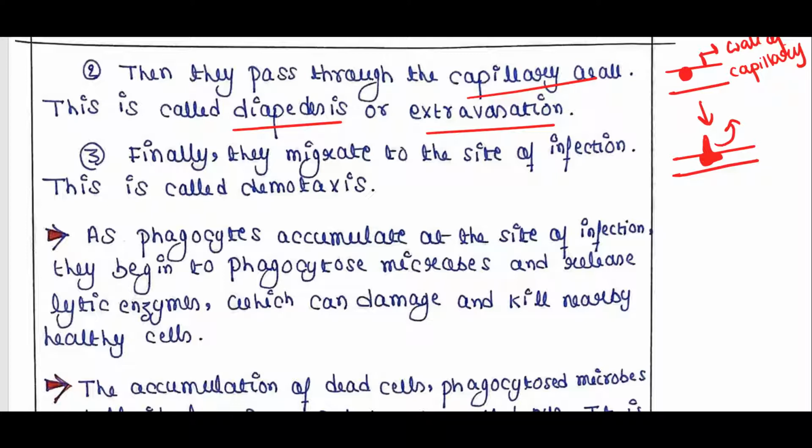Finally, they migrate to the site of infection. So this is the site of infection and the phagocyte has reached there. This is the phagocyte and it has reached that particular infection site. Okay. So this is called chemotaxis.